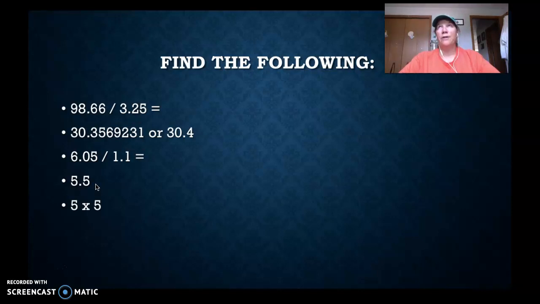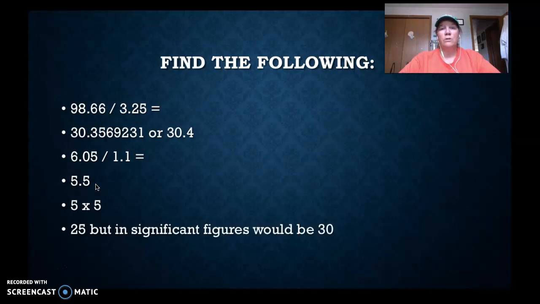5 times 5, we all know that's 25. Not in significant figures, it's not. It's 30. Don't tell your math teachers. They'll get mad at me. But if you take 5 times 5 in significant figures, you can only have 1 significant figure, so you'd have to round your answer up to 30.